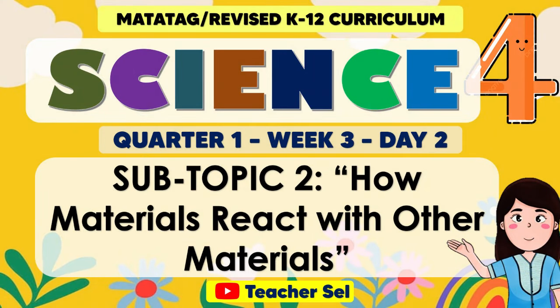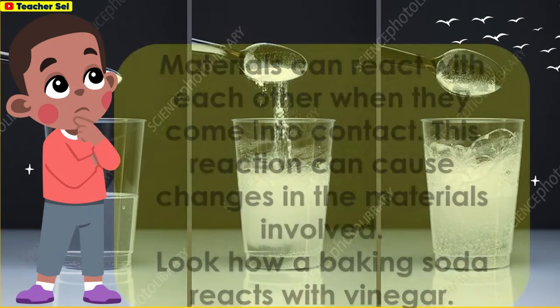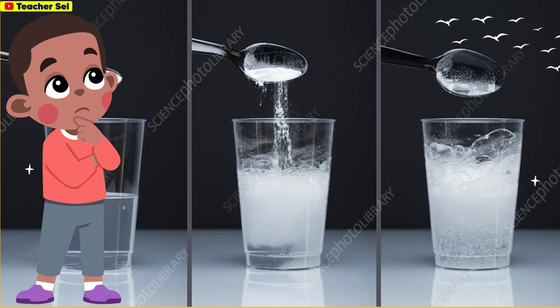For Day 2, Subtopic 2, How Materials React with Other Materials. Materials can react with each other when they come into contact. This reaction can cause changes in the materials involved. Look at how baking soda reacts with vinegar.